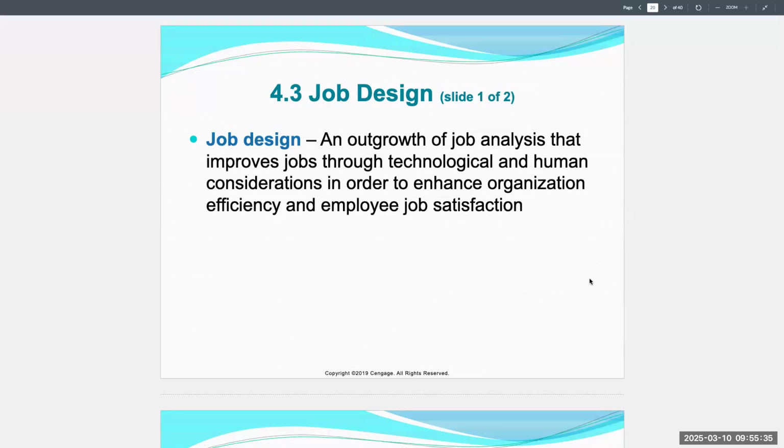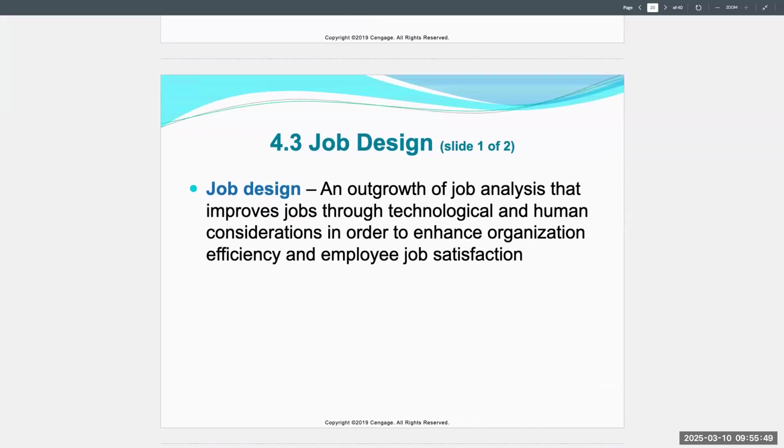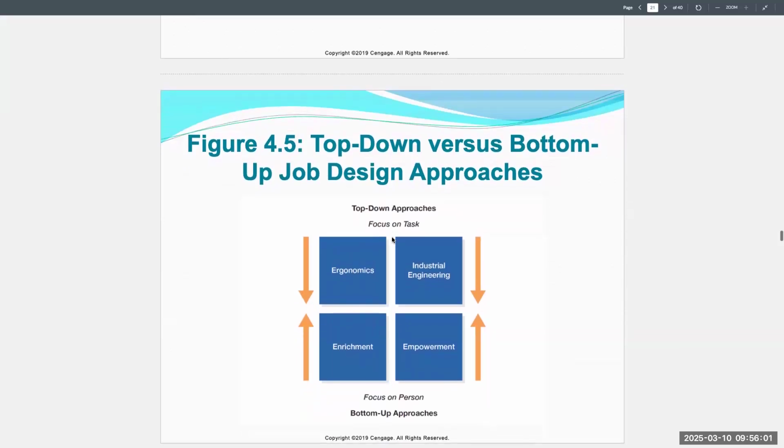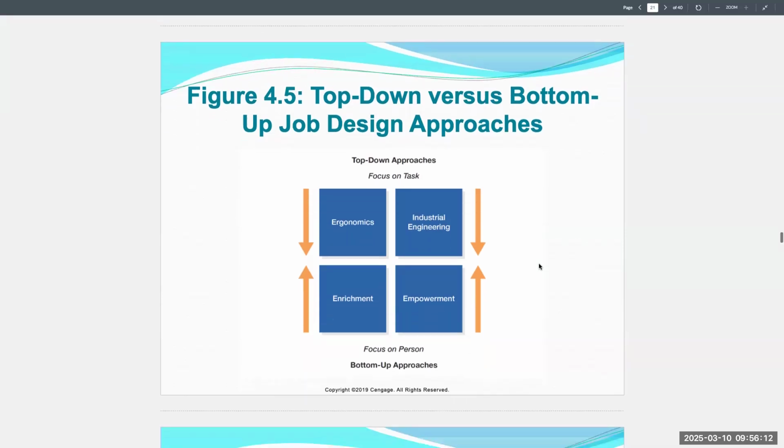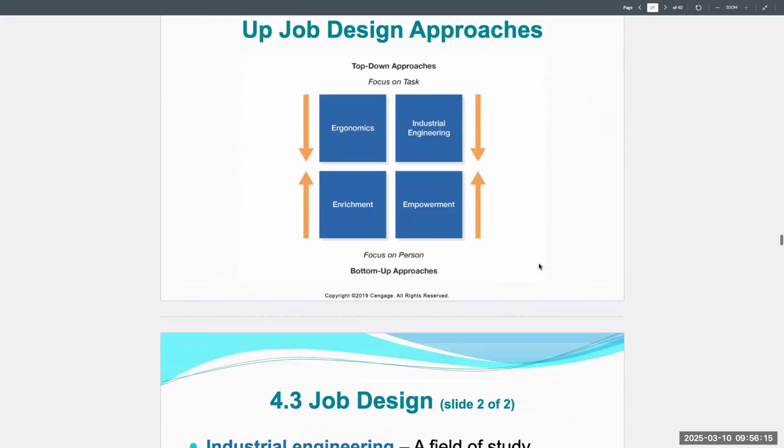If a job is too repetitive or lacks autonomy, employees may experience burnout and disengagement. Conversely, if a job is overly complicated or complex without sufficient support, it can lead to frustration and high turnover rates. Now, organizations use job design principles to enhance productivity, reduce stress, and improve job satisfaction. That is why they are using these things. All right. We're going to go through these as well, but this is the top-down versus bottom-up design approach. And we're going to go through these in a minute.